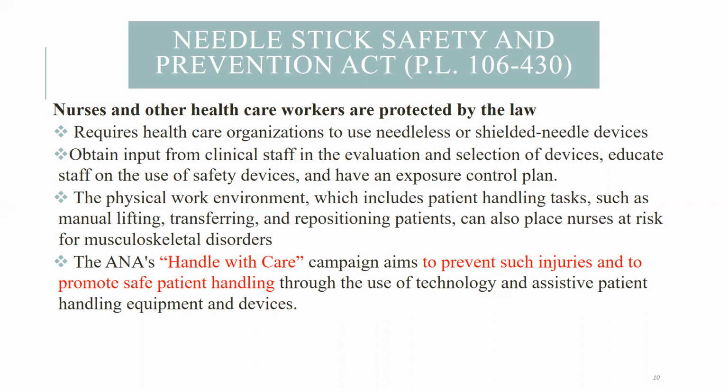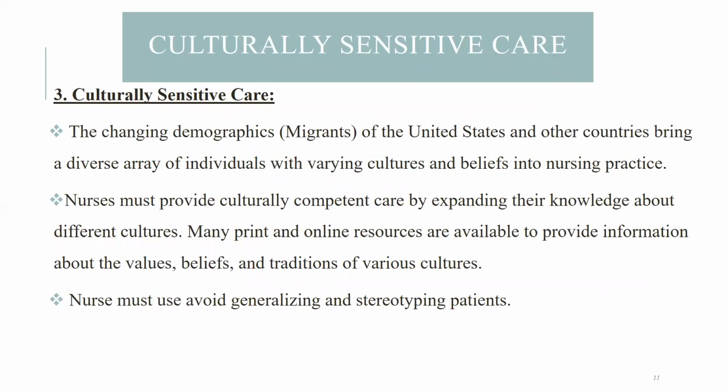So these are the important pillars, important aspects of safe nursing care, to ensure patient safety and personal safety. Personal safety means that if I, as a nurse, am safe, I can provide quality care to my patients. So patient safety and my personal safety are important aspects. Another aspect is what is called culturally sensitive care. Why was culturally sensitive care important in America?